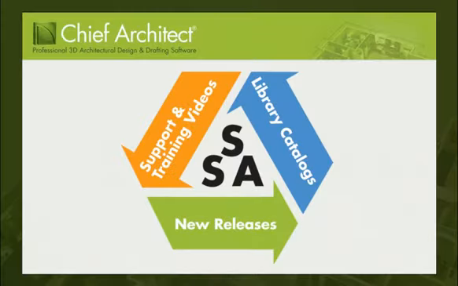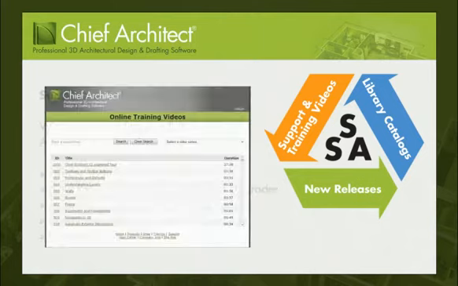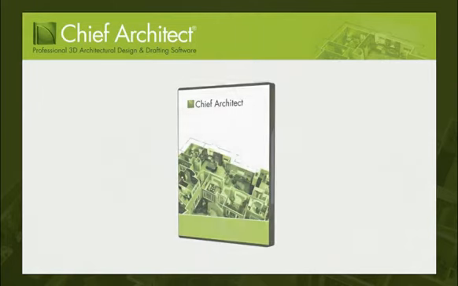Just prior to the release of Chief Architect X2, the company announced a new program called Support and Software Assurance. SSA provides several items including upgrades and online training video access. You can read these details on the website. For those that have Support and Software Assurance, we have placed all of our training videos online and they are now fully searchable.